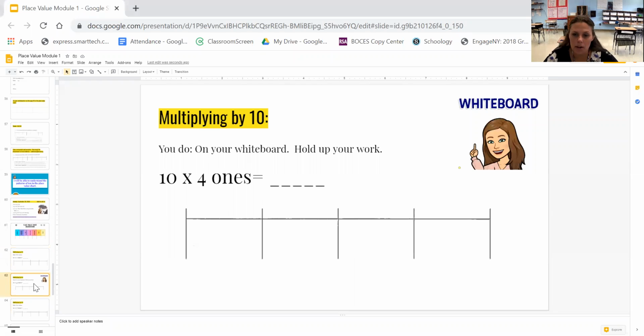So on your whiteboard, first make a place value chart. You don't need to go all the way up to the thousands or to the millions. I would say to just go to the thousands. And I want you to show me, don't just write the answer. I want you to show me, like I did, how you multiply 10 times 4 ones. Go ahead and pause your video and then show me your work. Hopefully your video is paused.